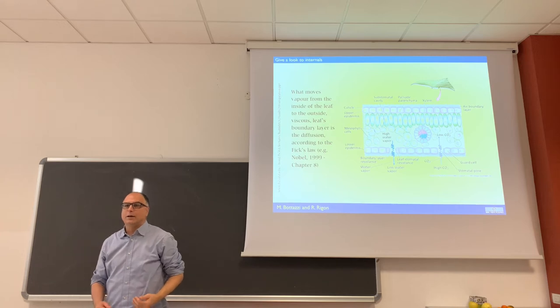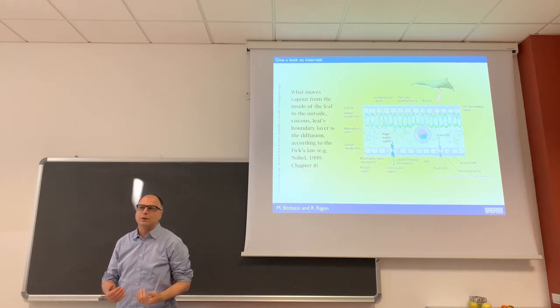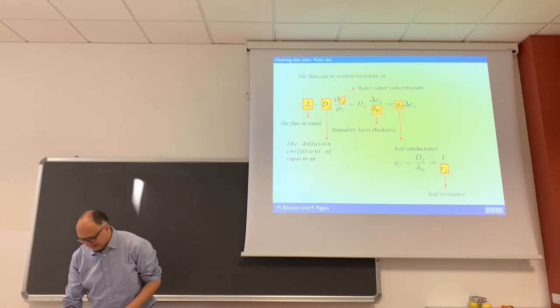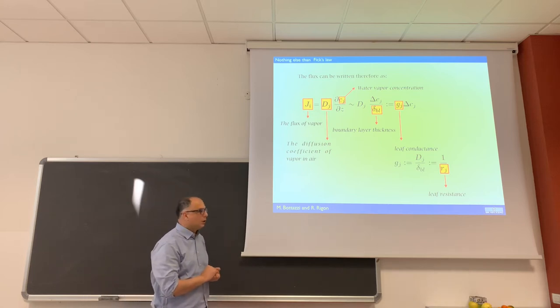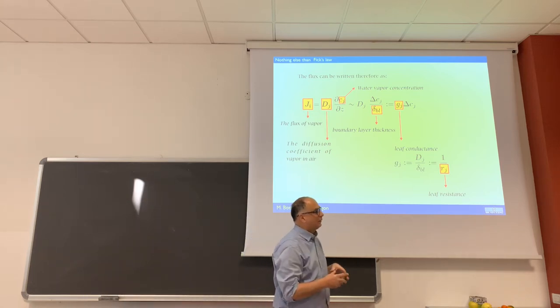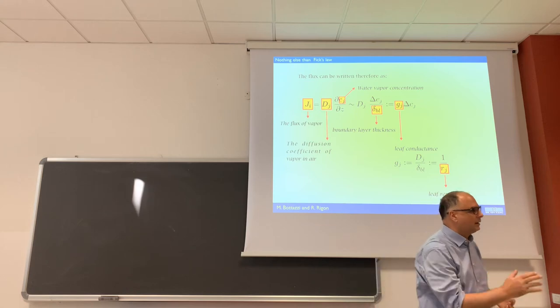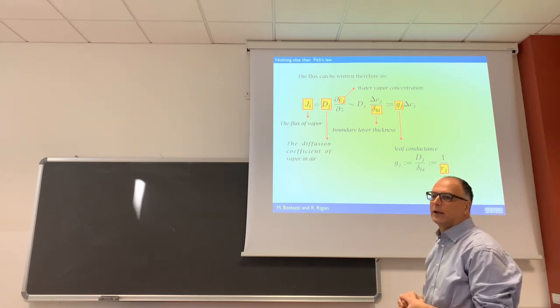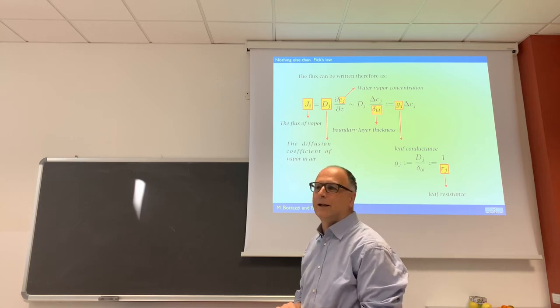But if we don't give enough vapor to the turbulent flow, air flow doesn't transport vapor. So how is Fick's law made? The flux in Fick's law is J, which is D, the diffusion coefficient of vapor in air, times the gradient of the concentration. You can identify that C with the Q from before.